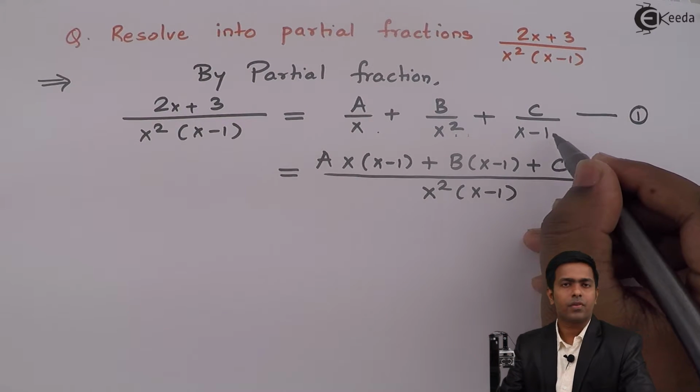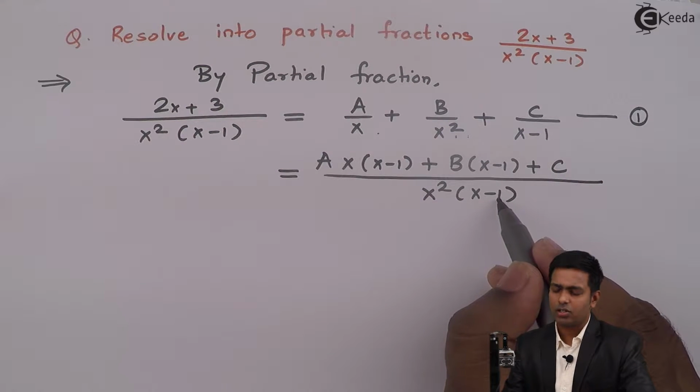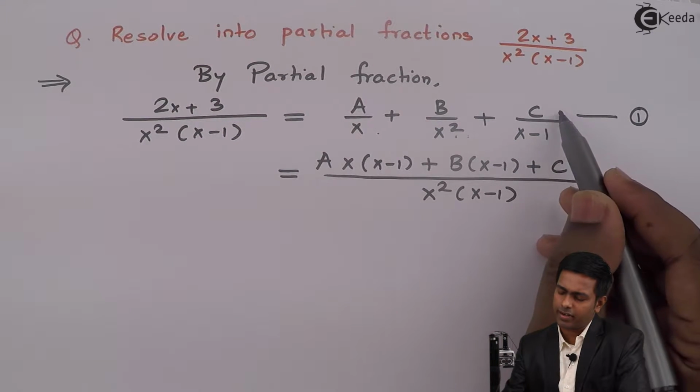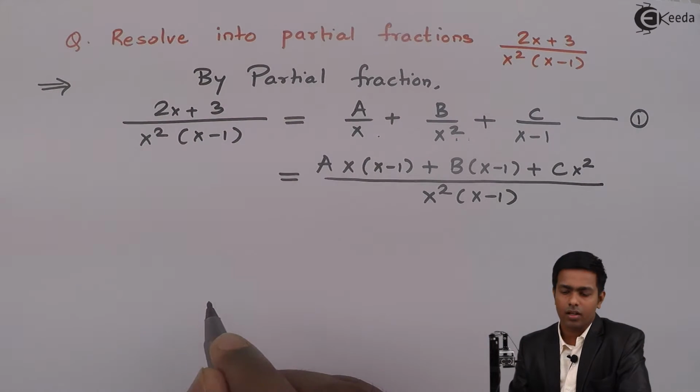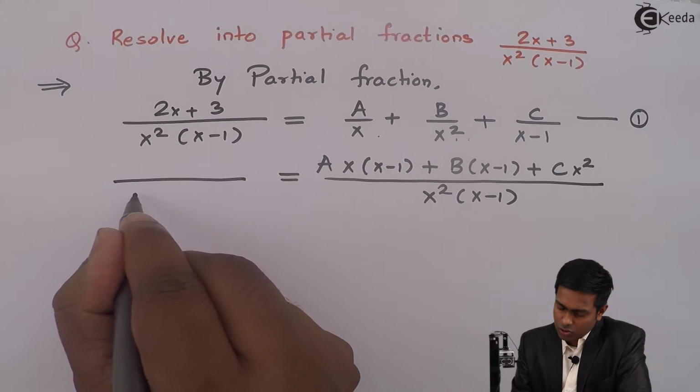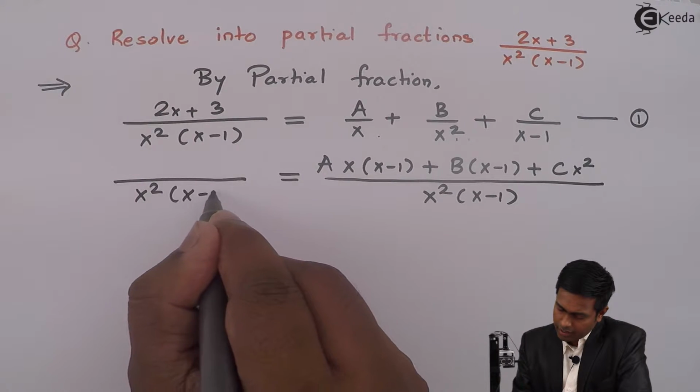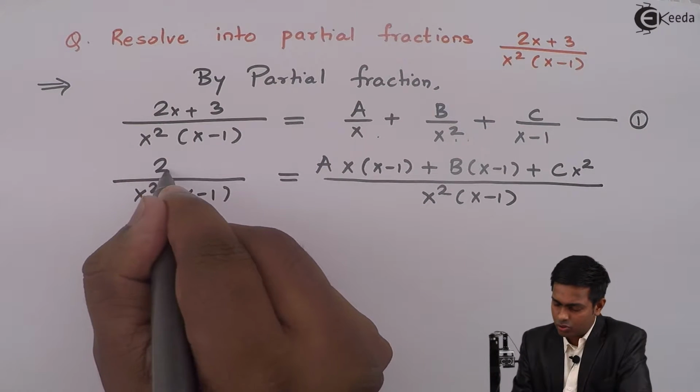Now in the second term, to get x square (x minus 1) in the denominator, we have to multiply it with (x minus 1), so in the numerator also we multiply with (x minus 1). In the third term we have x minus 1, so we multiply the numerator and denominator with x square. So here we will get x square. The left hand side stays as it is: x square (x minus 1) with numerator 2x + 3.